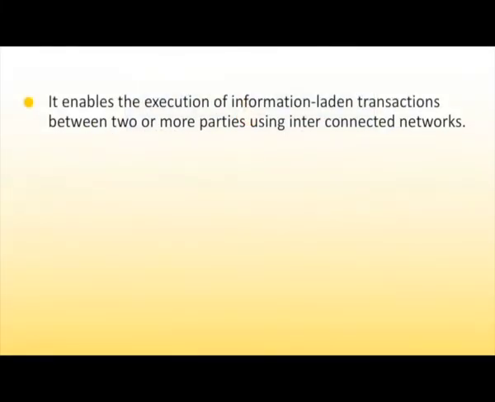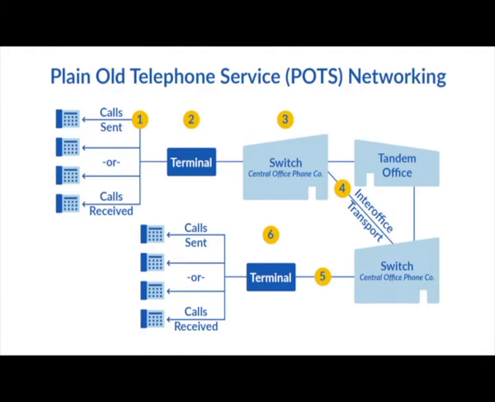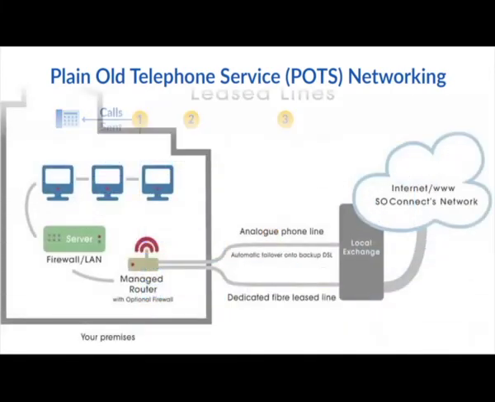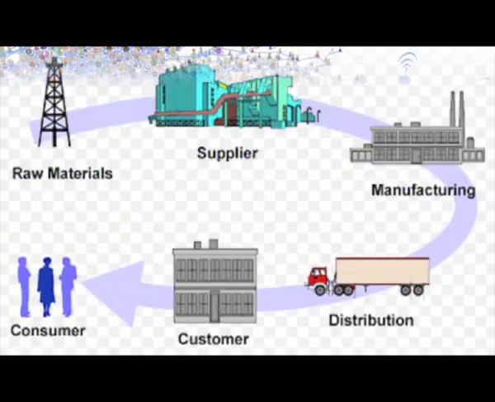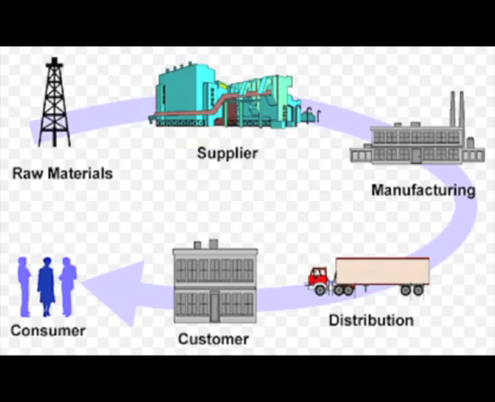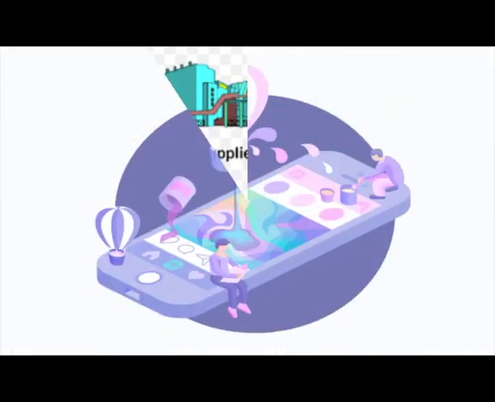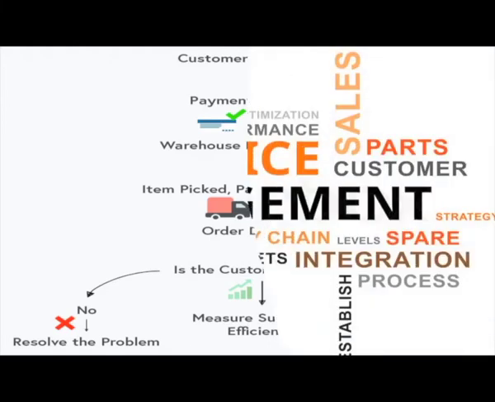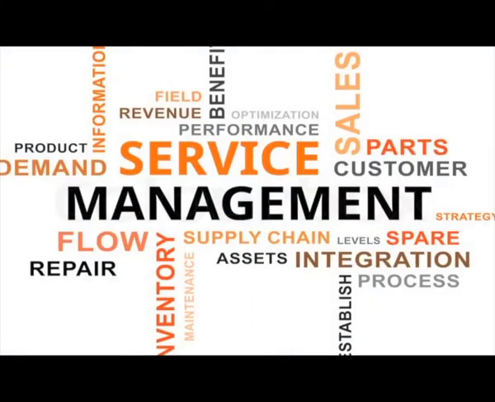It enables the execution of information-laden transactions between two or more parties using interconnected networks. These networks can be a combination of plain old telephone system or cable TV, leased lines and wireless. Information-based transactions are creating new ways of doing business and even new types of business. The main functions of e-commerce will include communication, process management, service management and transaction capabilities.